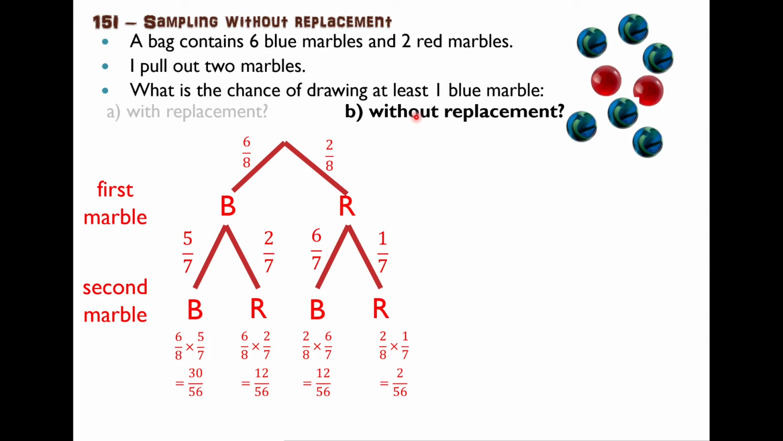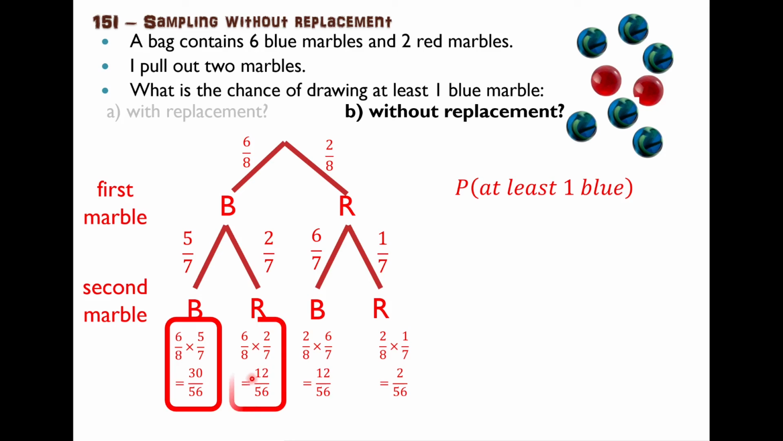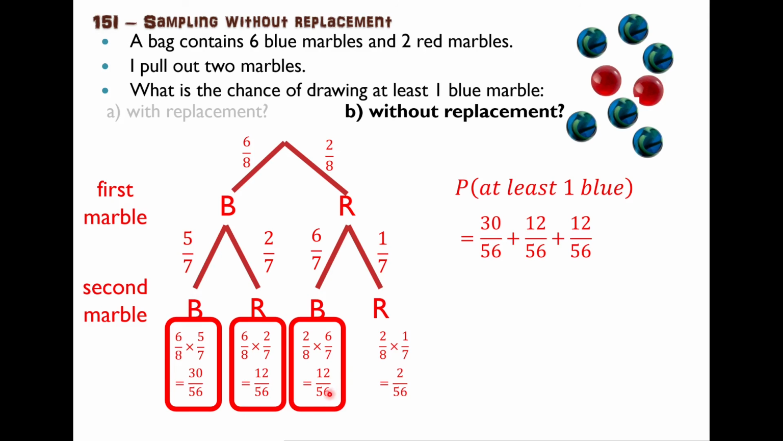Now I can figure out the chance that you'll draw at least one blue marble without replacement. It's a bit like last time, isn't it? The probability of at least one blue is, well, this outcome here matches because I got a blue and then a blue. This one here, does this one match? I got a blue and then a red, so that matches. This one, I got a red and then a blue, so I did get at least one blue. That does match. And this one, I got a red and a red. I didn't get a blue. So I need to add these three probabilities together for these three outcomes.